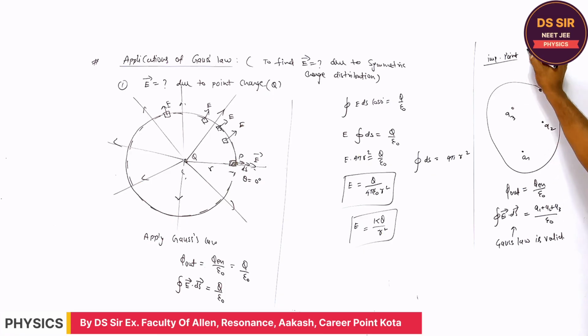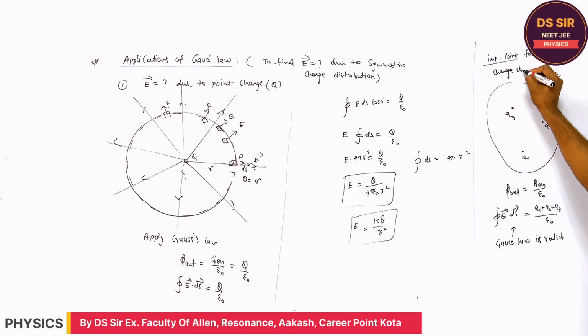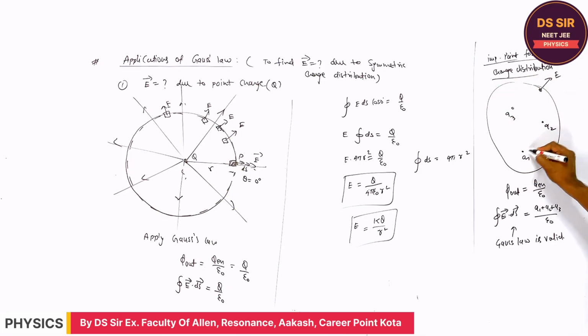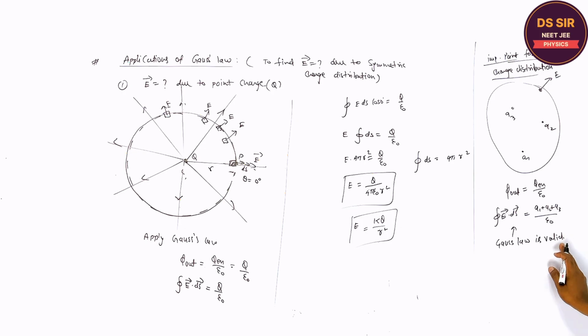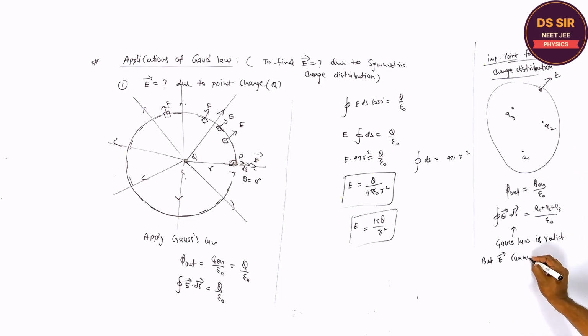This is for an unsymmetric charge distribution. If you consider Gauss's law for these point charges, Gauss's law is valid, but the electric field cannot be found. Why can it not be found? Because the electric field at different points will be different.